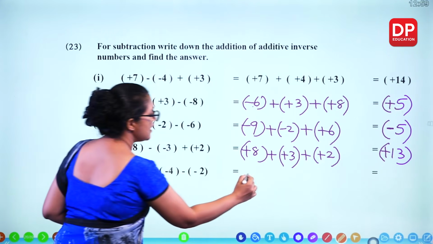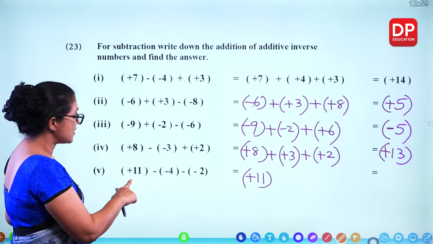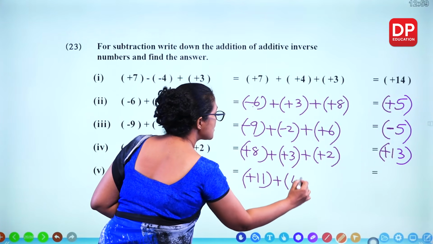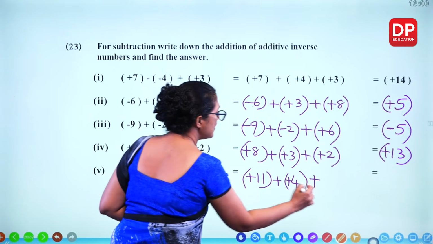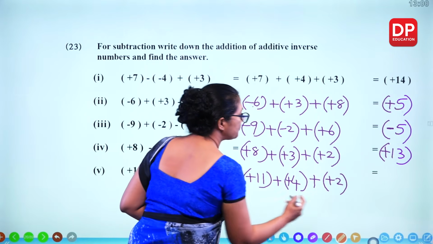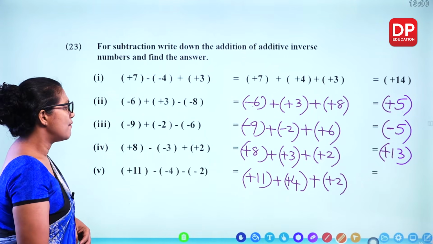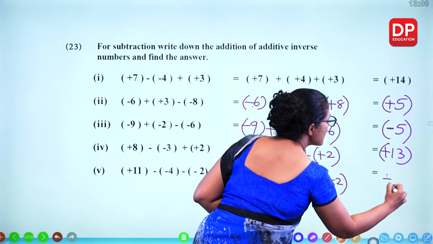This one plus 11, and here convert to positive. Addition of additive inverse of minus 4 is plus 4. And here also adding the additive inverse of minus 2 is plus 2. Now all are positive. Just add the numbers. 11 plus 4, 15. 15 plus 2, 17.